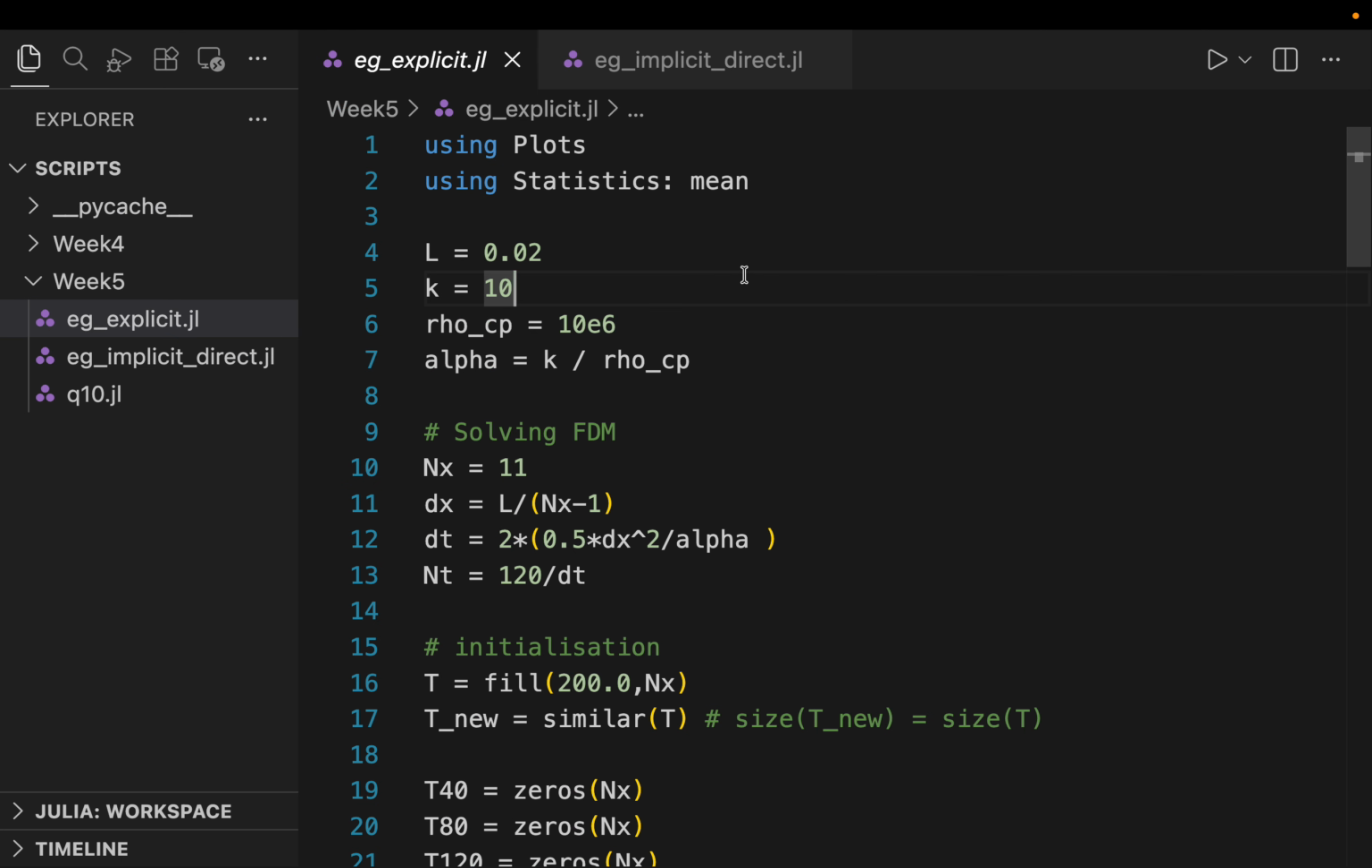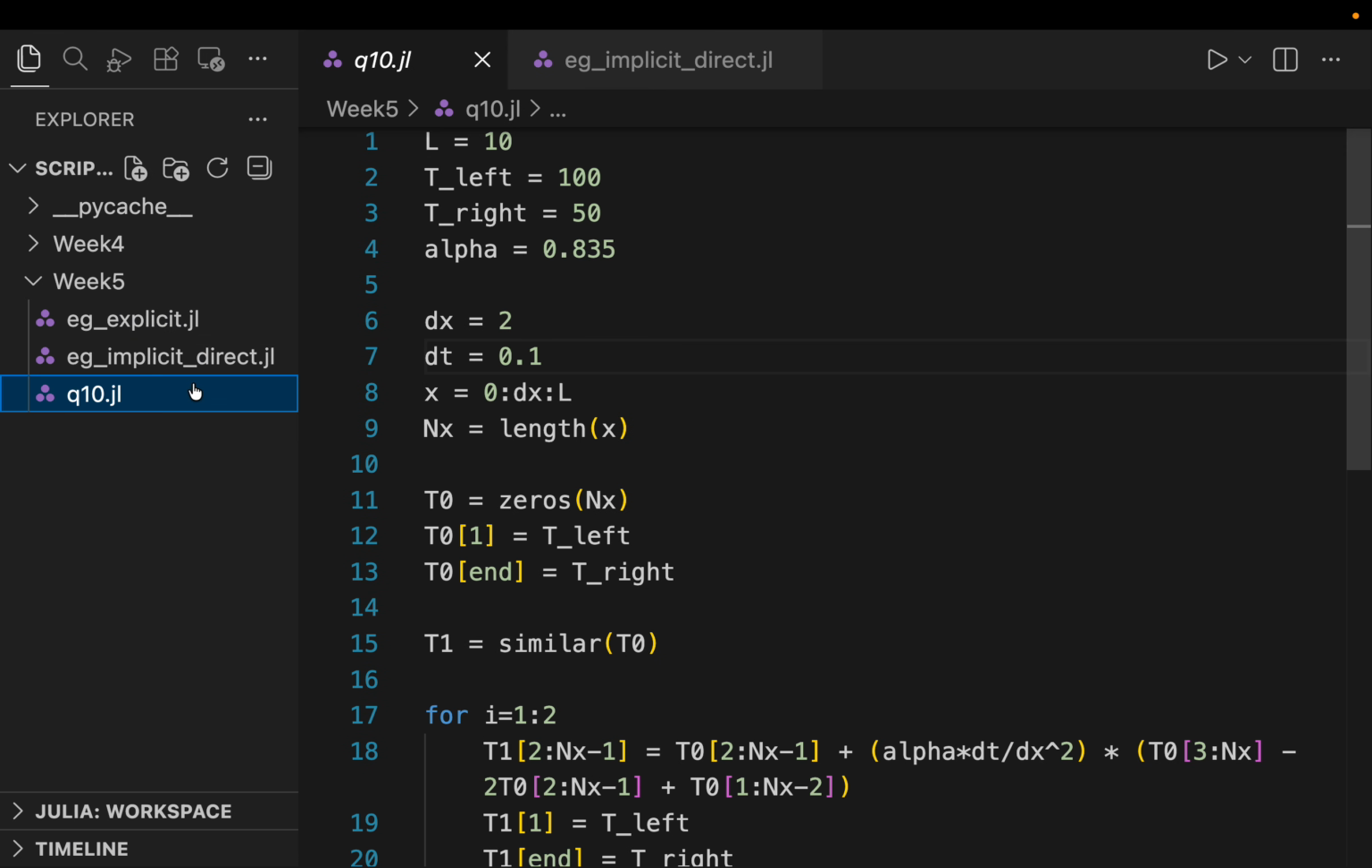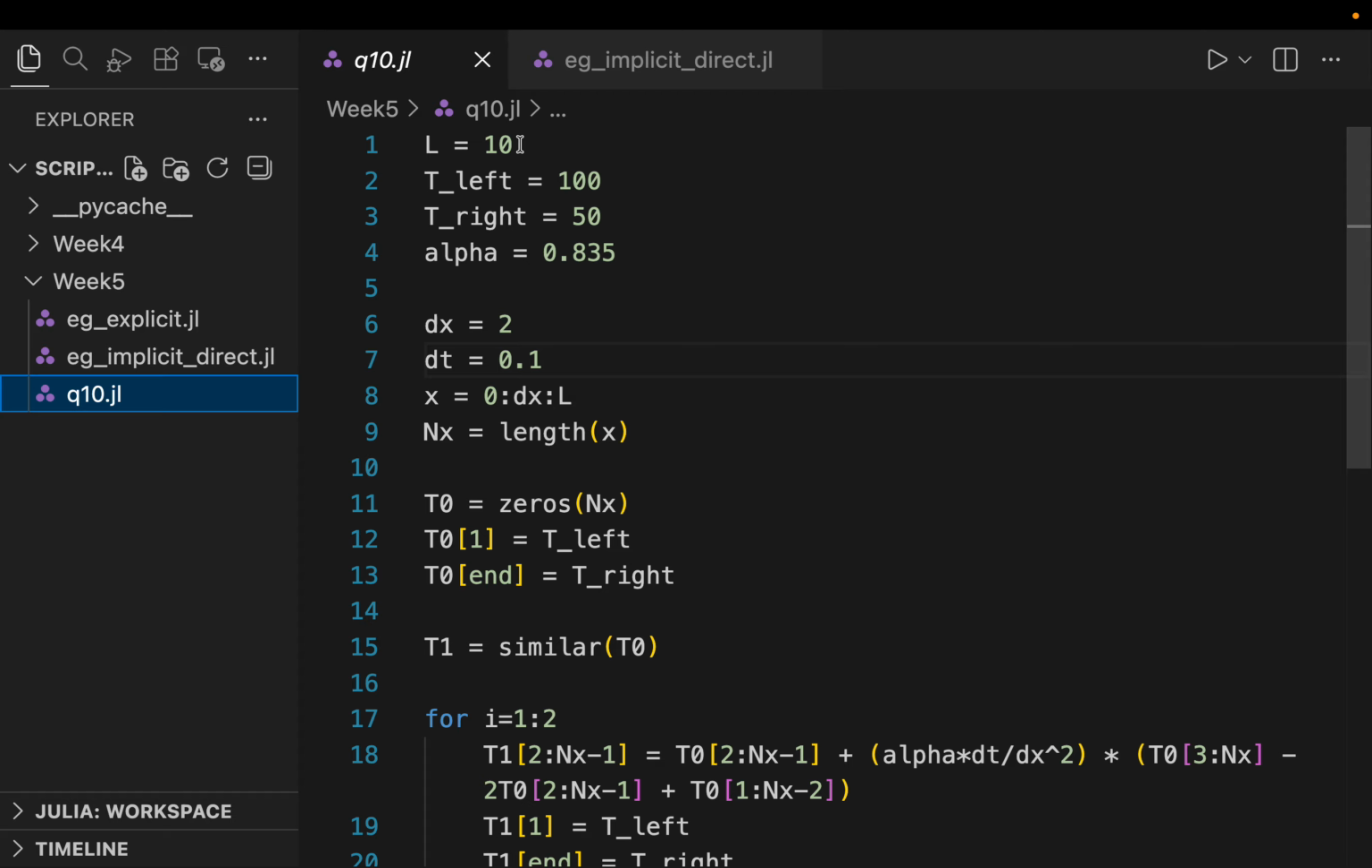So this is written in Julia, which is very close to MATLAB and open source. I don't want to go much into the programming logic as such, but the main idea of the pseudocode should be straightforward. So this is for the first problem that we discussed. First let's solve this problem, Q10, question 10. Length is given as 10 centimeters, left side temperature is 100, right side is 50, and alpha is given as 0.835. All of them are in CGS units, so I did not convert anything. Delta x is given as 2 centimeters and delta t as 0.1 seconds.